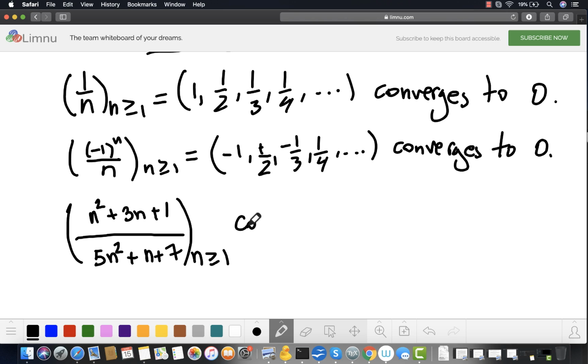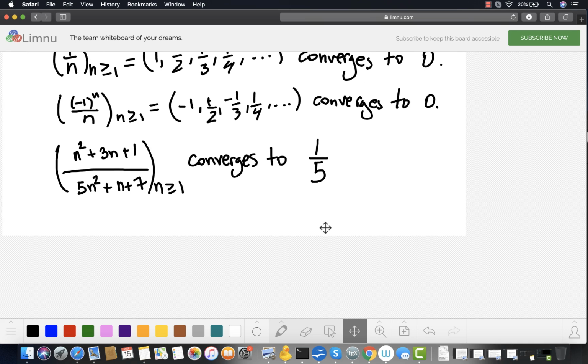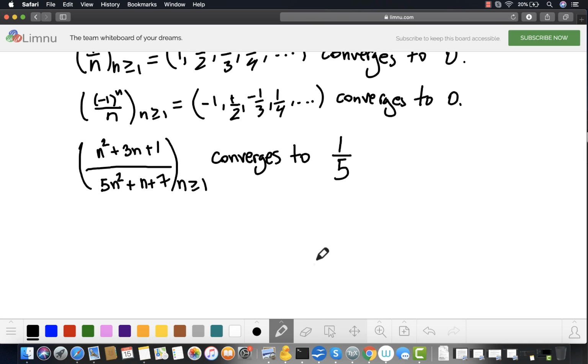So this sequence converges, because when n gets larger and larger, the value of this expression converges to 1/5. And the way you see that is using what we know from calculus.